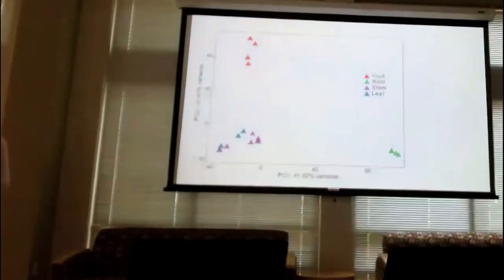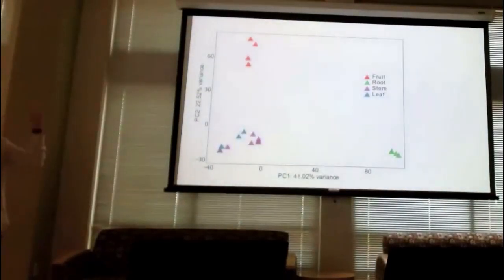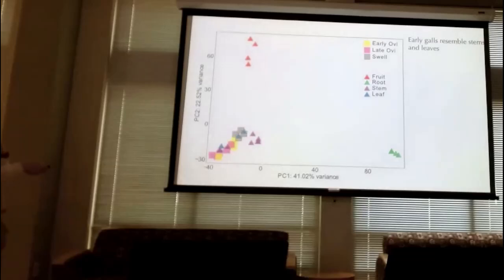So this is a principal component analysis. It's showing the entire gene expression profile. Basically, if two dots are close together, their expression is very similar. If they're further apart, they have very different expression. So we're first looking at the normal tissue. We have our fruits, we have our roots, we have our stems and leaves that are clustered together. And if we map on those beginning stages of the gall, right after oviposition and that swell, we can see that they actually cluster pretty well around the area of the things that it was derived from. So they look like a modified stem, right?